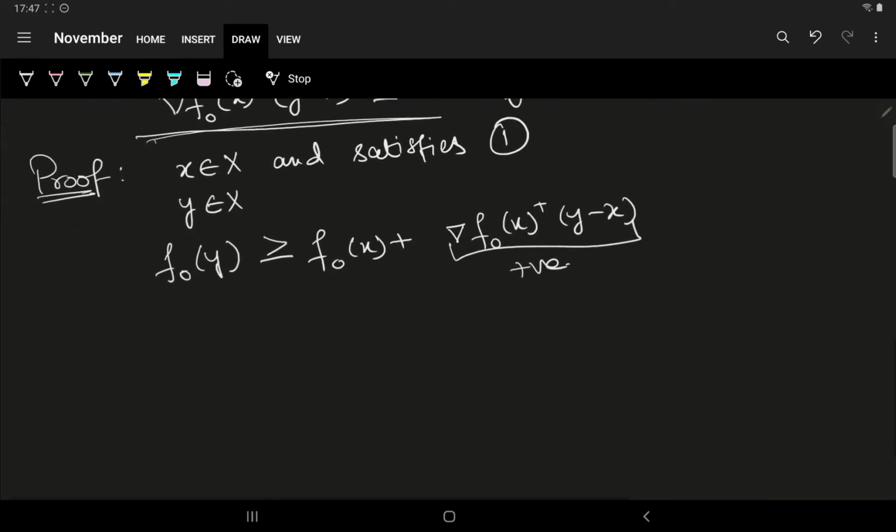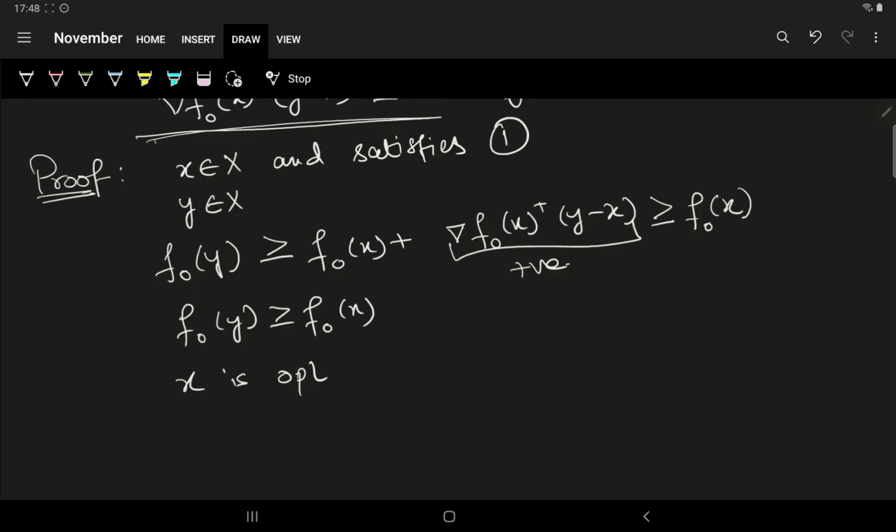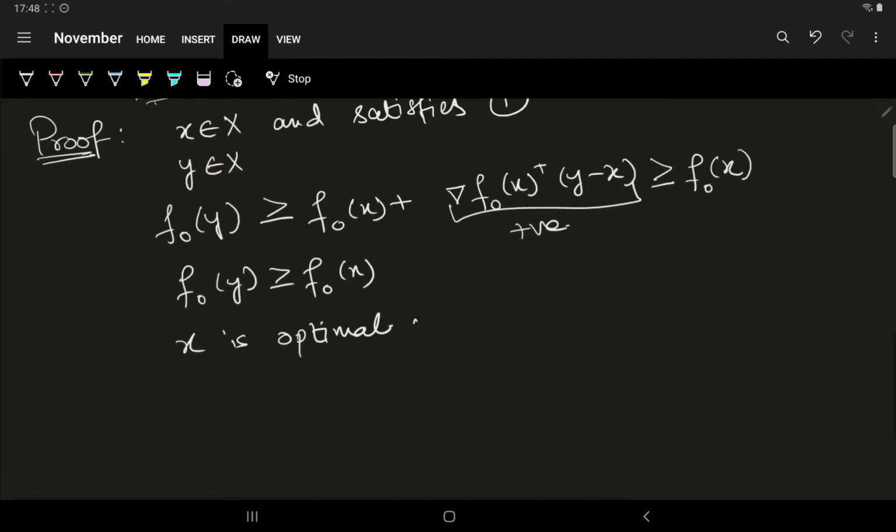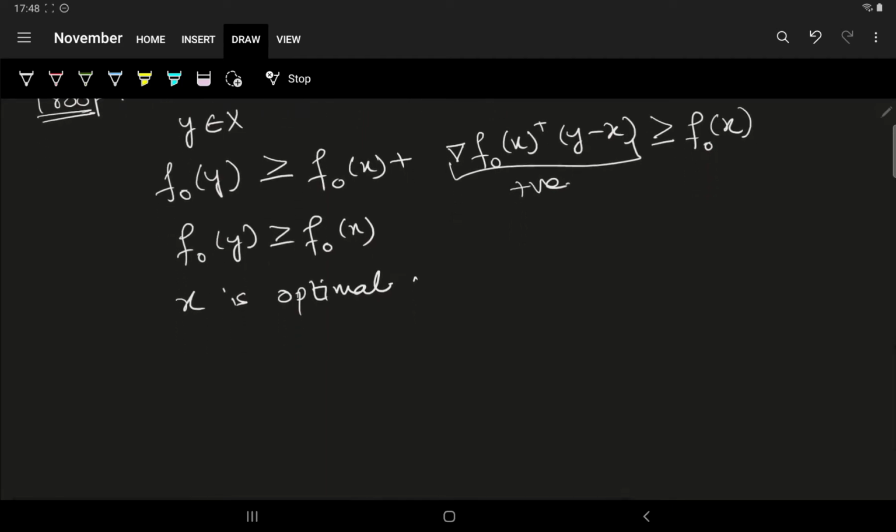So this means this is greater than or equal to f naught of x. So we say that f naught of y is greater than or equal to f naught of x. And this proves that x is optimal. And this proves one direction.